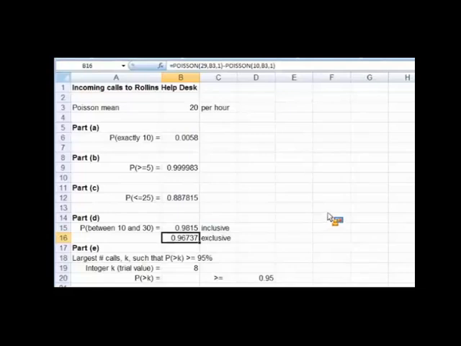We know if we start out, say, what's the probability of getting anything greater than 0 calls? The average is 20 calls per hour. Well, that probability is going to be very, very large. So very close to 1.